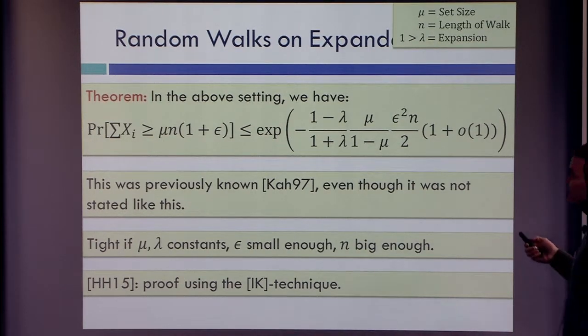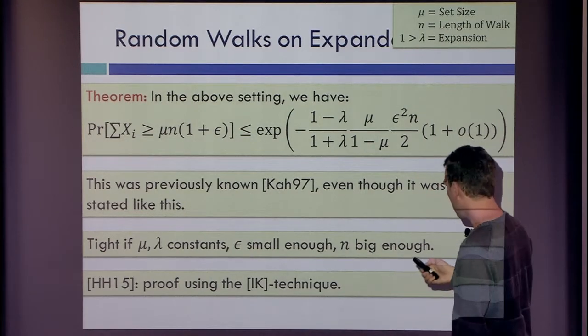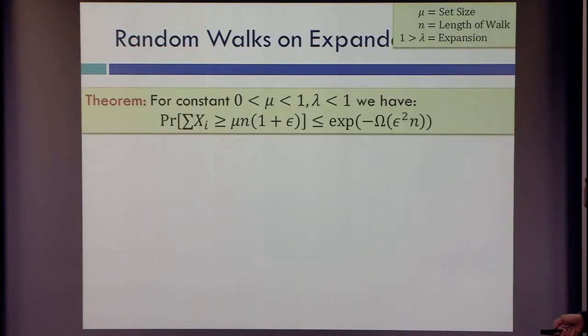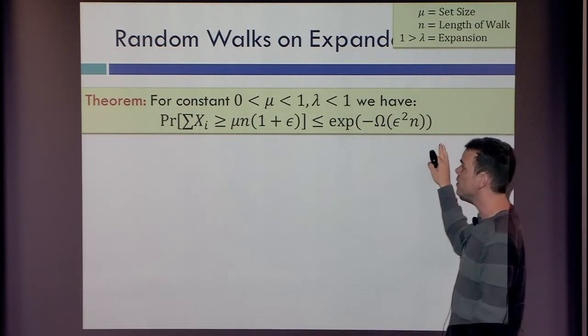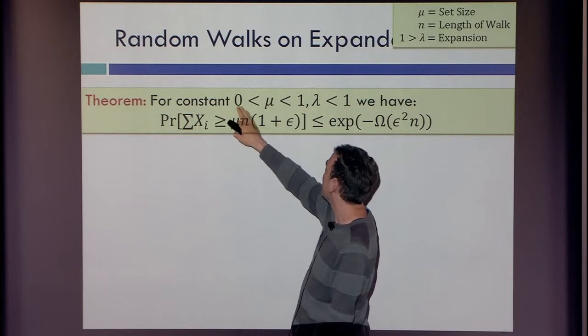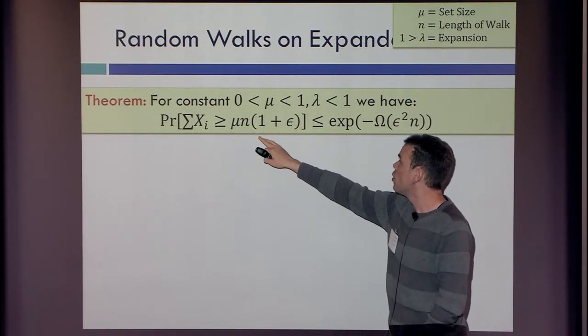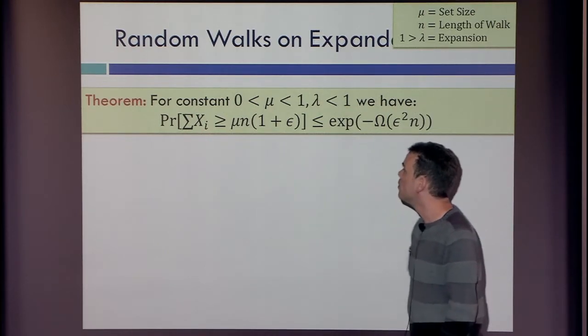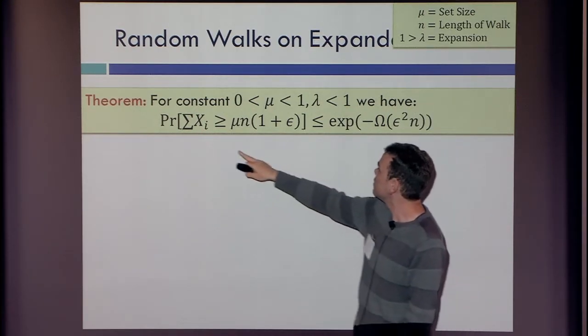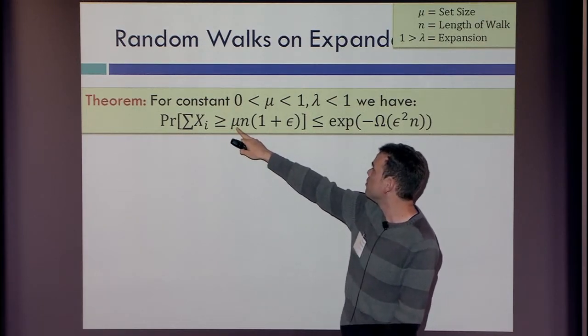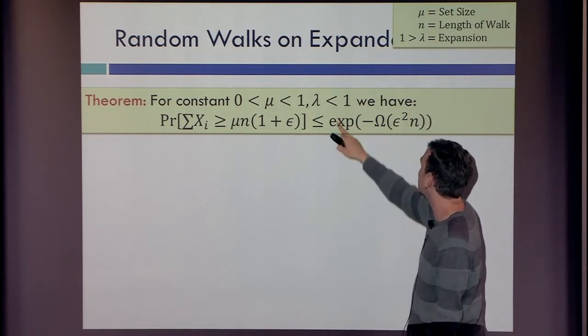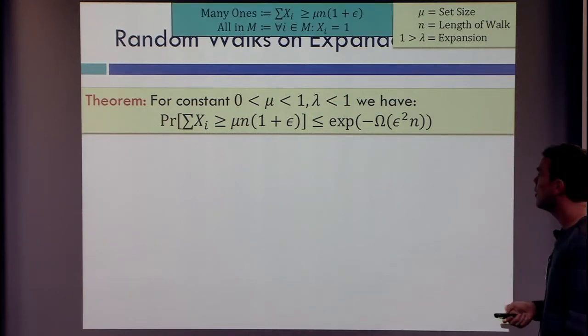So even tight expander walks can be proven like this. So here's the theorem, which I kind of want to sketch the proof of in the talk. We imagine that we set mu and lambda to be constants, and what we want to show is that the probability that the sum of times you hit the set is more than mu n times 1 plus epsilon is exponentially small in n.